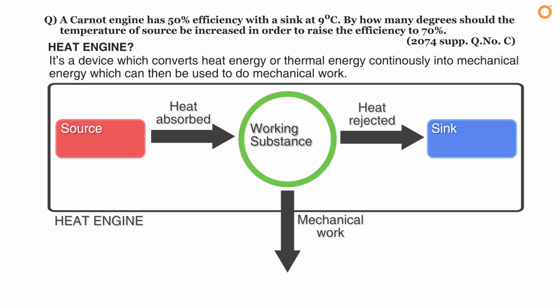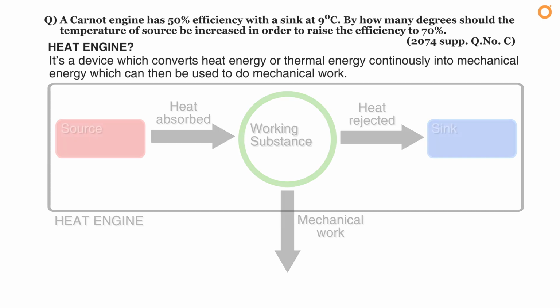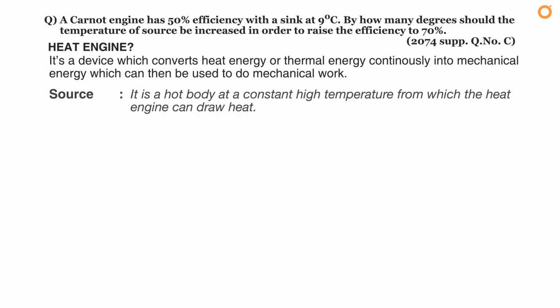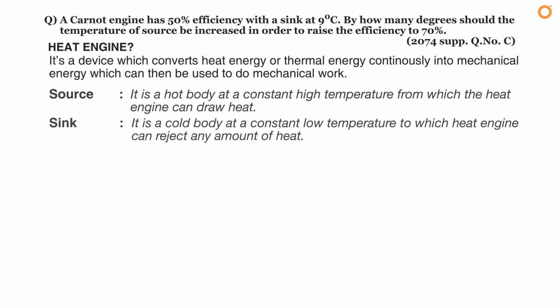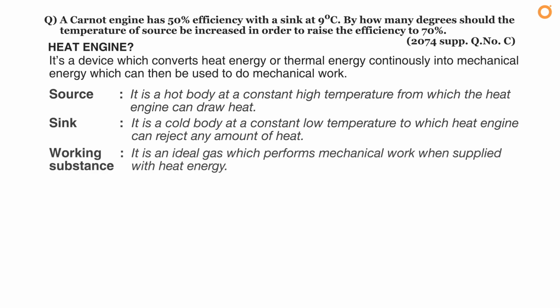Therefore, heat engine consists of three main parts: source, sink and the working substance. Source is a hot body at a constant high temperature from which the heat engine can draw heat, whereas sink is a cold body at a constant low temperature to which heat engine can reject any amount of heat, and the working substance is an ideal gas which performs mechanical work when supplied with heat energy.